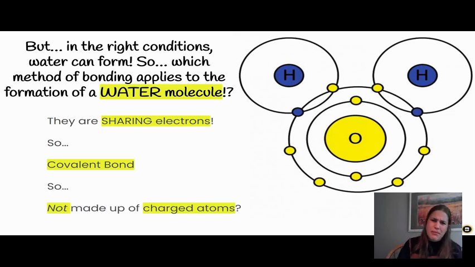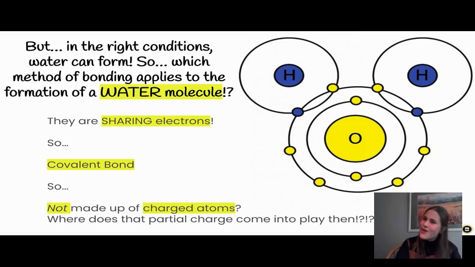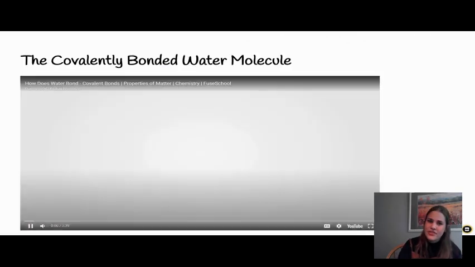Okay, so that poses a problem. We had said that water has these partial charges. That was one of the very first things you learned in this unit. But it's not made up of charged atoms. It's not a positive and a negative like with our ionic attractions attracting each other. No. So where's that partial charge coming from?